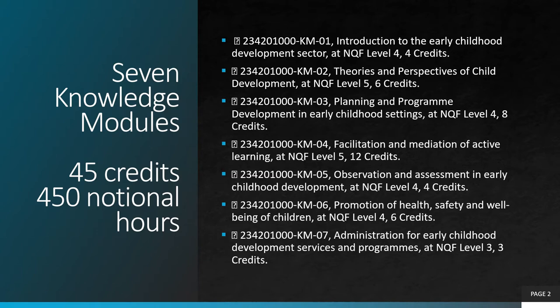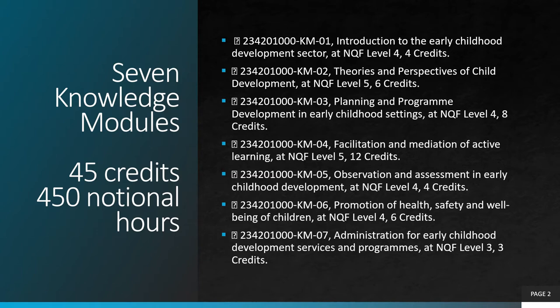Knowledge module number 4 is facilitation and mediation. So facilitation means teaching and mediating, and that is of active learning. Active learning is direct learning involved with the child. This is on an NQF Level 5. There are 12 credits. So you can see this is quite an important module because you have to spend a minimum of 120 hours on this module.